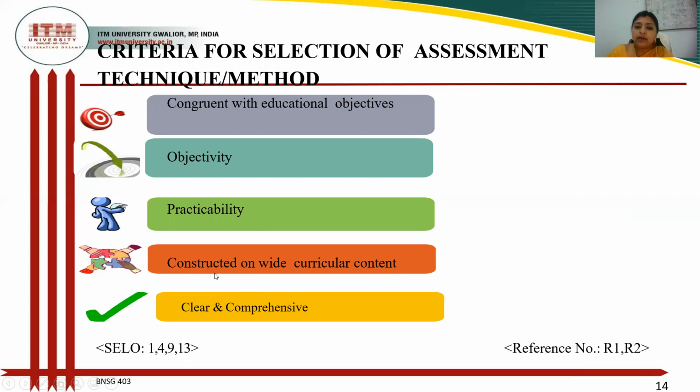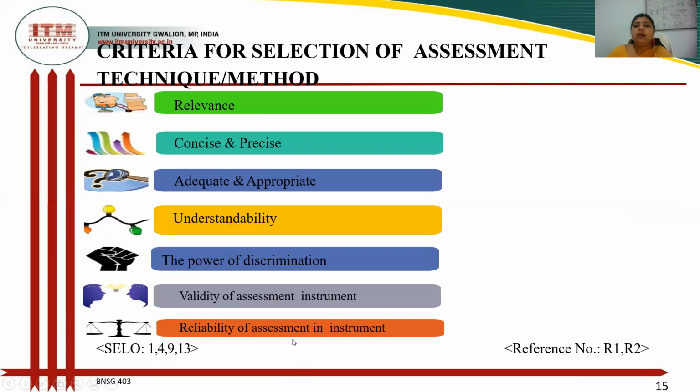It should be constructed on a wide curricular content, meaning whatever we have covered in that content, the questionnaire or the assessment type should reflect it, and it should be clear and comprehensive also. It should be relevant to our topic. As far as possible, it should be concise and precise. Adequate and appropriate things should be mentioned. Understandability should be there. Then the power of discrimination should be seen. There should not be any discrimination in the assessment. Validity of the assessment as an instrument. The assessment type which we are using should be valid and reliable also.